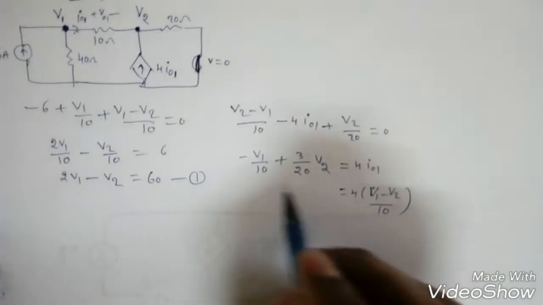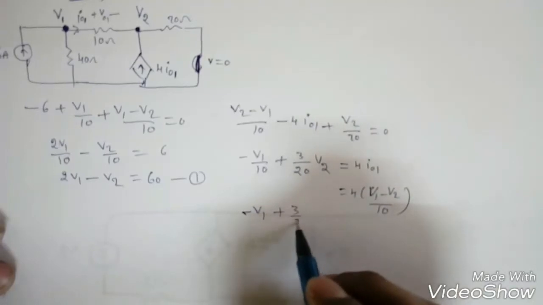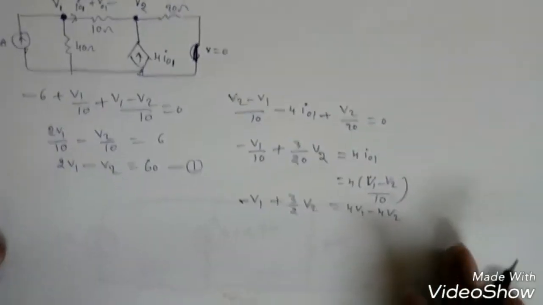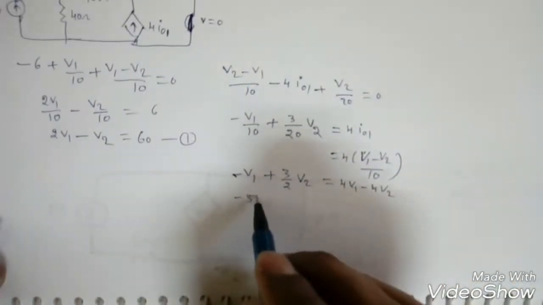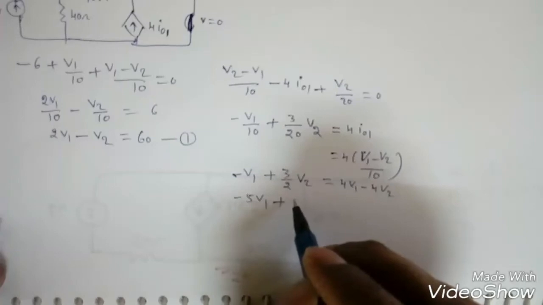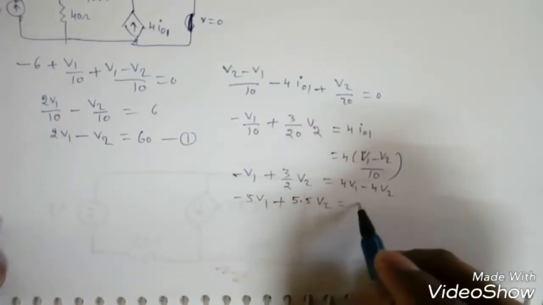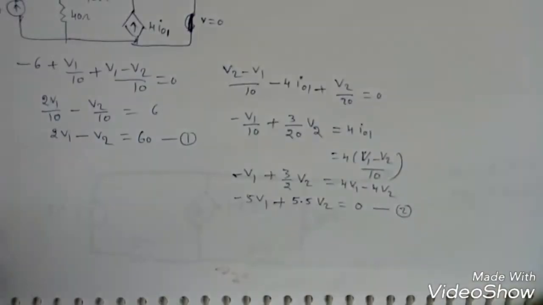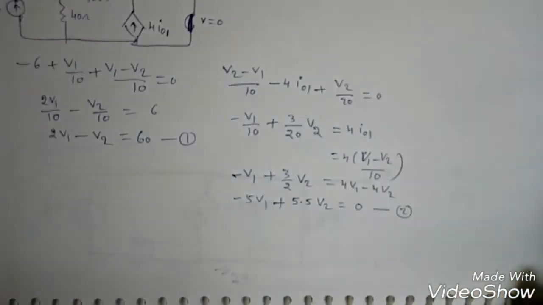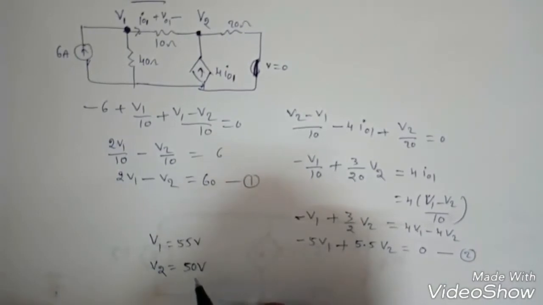If I rearrange this, it will become minus V1 plus 3 by 2 V2 is equal to 4V1 minus 4V2. So 4V1 is going to this side: minus 5V1 plus, 3 by 2 plus 4, so 5.5 V2 is equal to 0. This is equation 2. Now we can solve for V1 and V2. Solving equations 1 and 2, we get V1 and V2 as 55 volts and 50 volts.